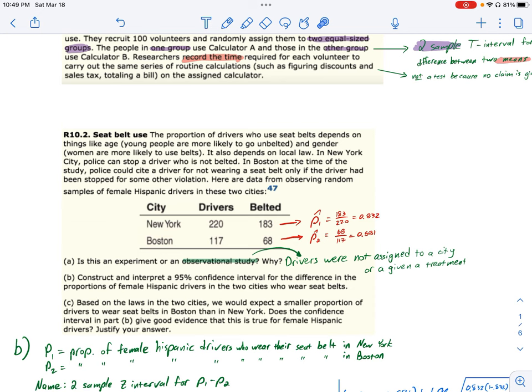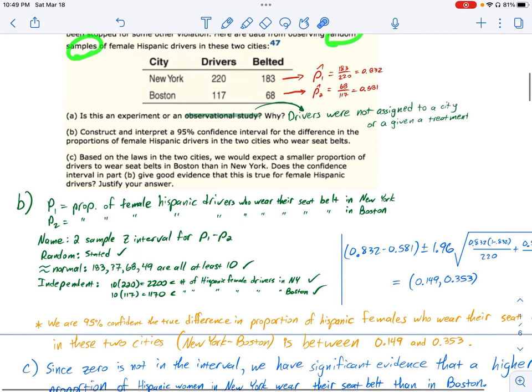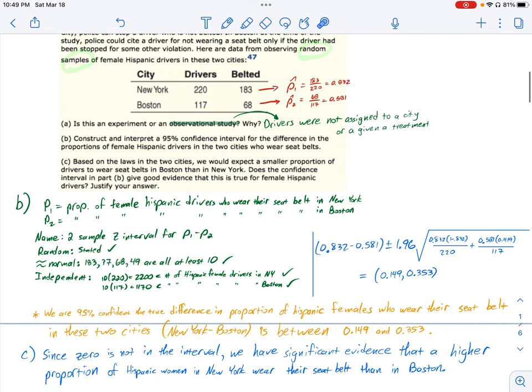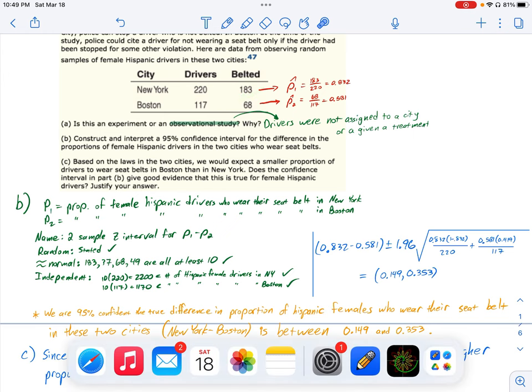Where did it say that? Random samples, so it said that. Is it approximately normal? Well, you have your successes and failures to find. So 183 successes. Well, how many failures is that?